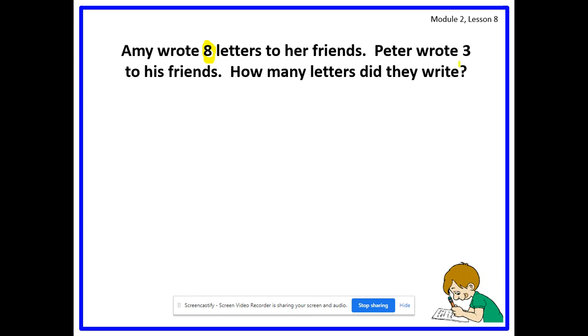Peter wrote 3 letters to his friends. How many letters did Peter write? Get ready. Yes, 3. Our question asks, how many letters did they write? Well, the first step in our key points is we have to draw a representation, meaning we have to draw a picture of our story or our parts. Remember, we're still listening. We're going to listen first, and then we will practice.